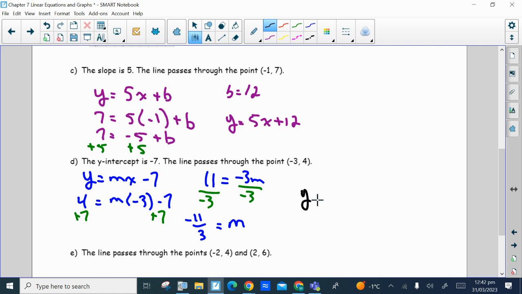So this equation will be y equals, our slope is negative 11 over 3x. The y-intercept was minus 7, so there's the equation of that line.